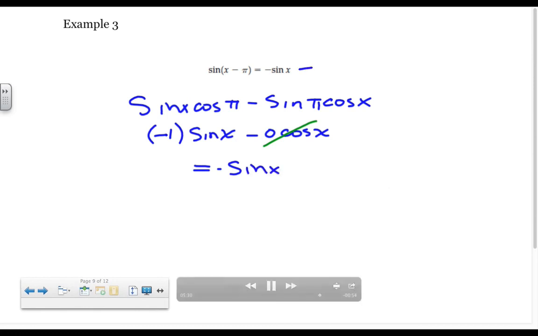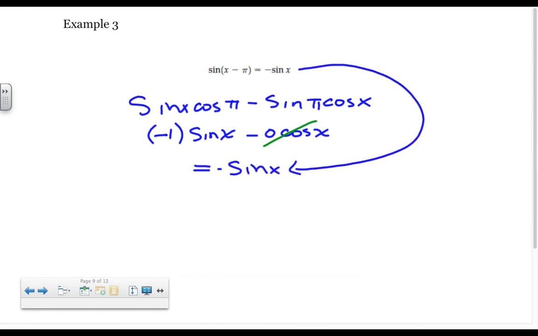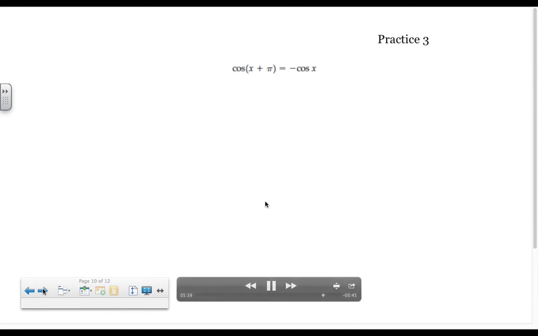And remember, show all of your steps. If you're not showing your steps, you're not getting any points for this. I have to be able to logically follow your steps from one point to the next. So here's your practice problem.